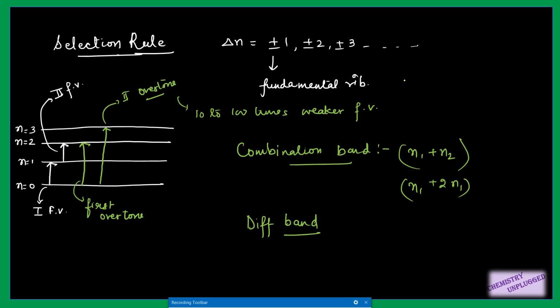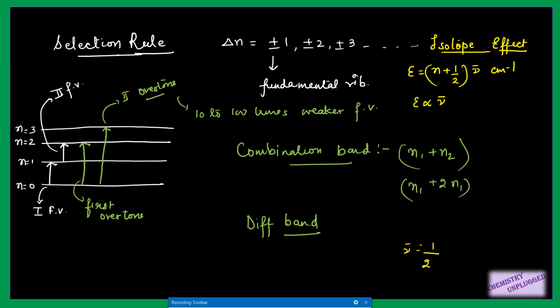One more important thing is the isotope effect. The isotope effect is a very simple thing. It is similar to microwave spectroscopy. In this case the energy is given by, suppose I am taking a harmonic oscillator, this energy value in centimeter inverse. This energy is directly proportional to the wave number, and the wave number is given by 1 upon 2 pi c under root of k over mu. So the wave number is inversely proportional to the square root of mu, and we can say this energy is inversely proportional to the square root of mu.